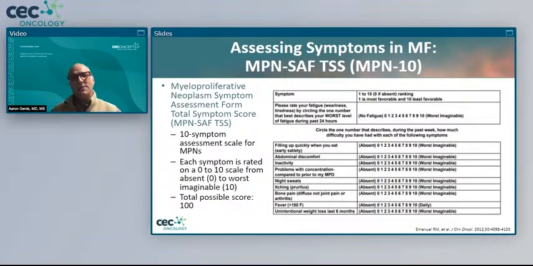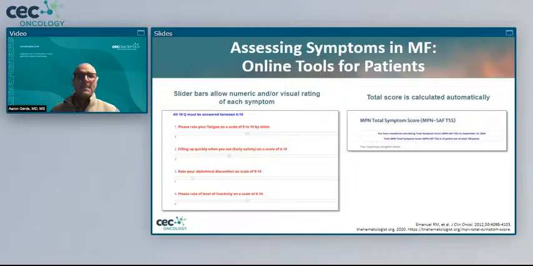Sometimes the changes in their symptoms may be so subtle a patient may not notice visit to visit to visit. This way we can catalog how an individual is doing and begin the conversation. Well, what symptoms are you having? What do we need to address? What might be due to myelofibrosis and what may not be due to myelofibrosis? There are online tools to measure MPN-SAF. There are even a few apps that patients can use to track their symptoms daily, all available for free.